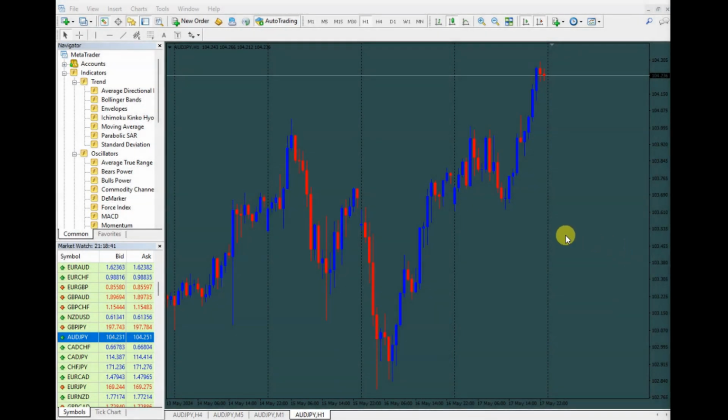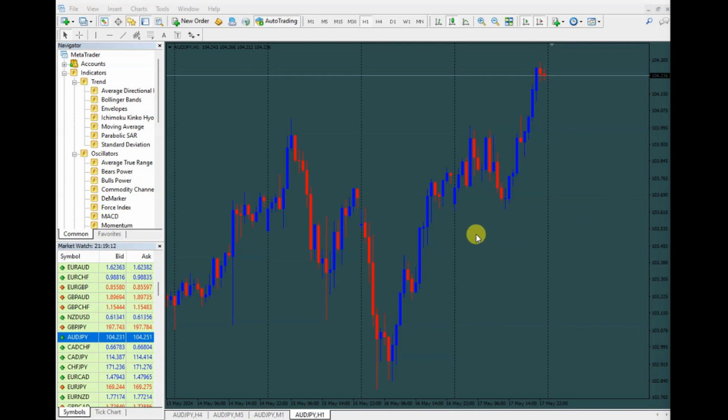In this tutorial, I'm going to share with you a simple but very profitable trading strategy. For this strategy, we are going to be using free indicators, so you don't need to worry. All the indicators that we'll be using, you can get in your MT4 or MT5 platform. So without wasting much time, let's dive into it.